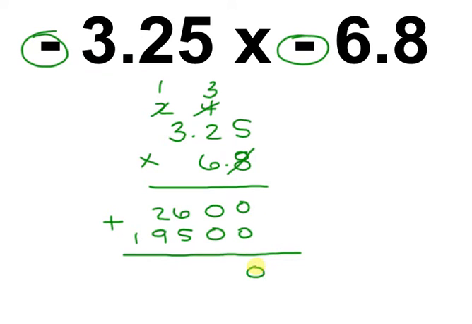0 plus 0 is 0. 0 plus 0 is 0. 6 plus 5 is 11. Carry the 1. 9 plus 2 is 11, plus 1 is 12. 1 plus 1 is 2.